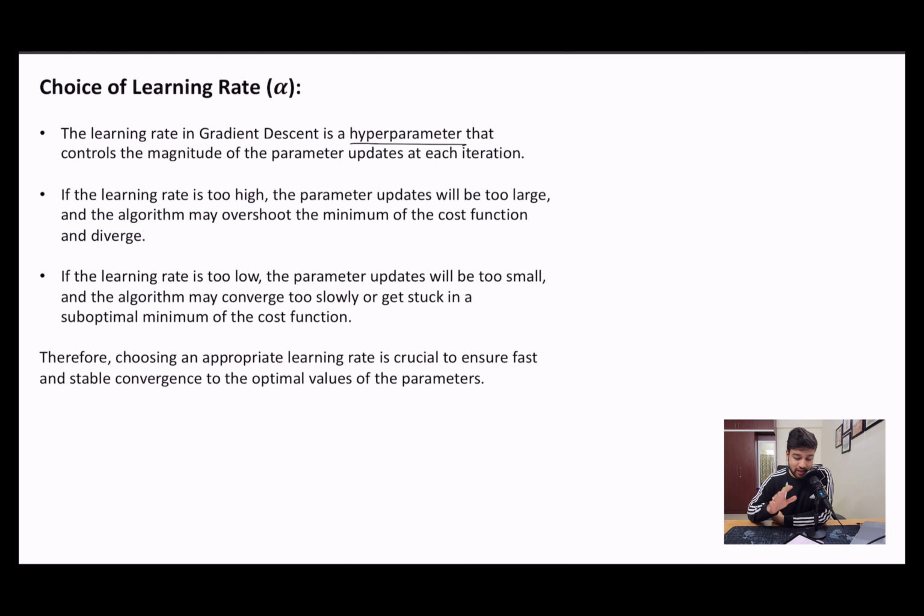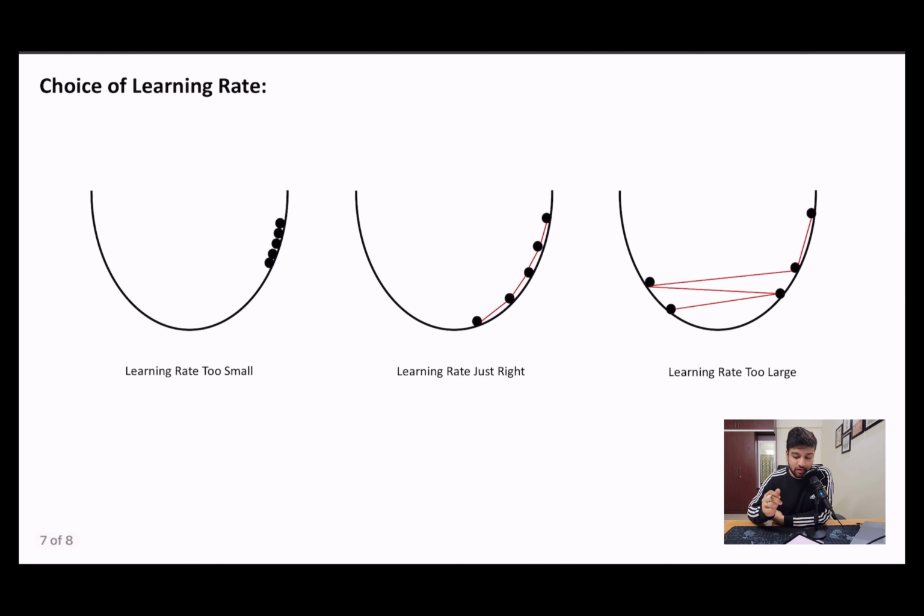Okay, so I think this is a lot of theory and it does not make sense if you do not understand it with the help of a diagram. So let us understand this with the help of a plot. Let us first take the case of learning rate too large. What learning rate too large means is that the steps that you take are very huge, right? So for example, you are at this position and if your alpha is very large, the next step that you take may take you towards this location, right?